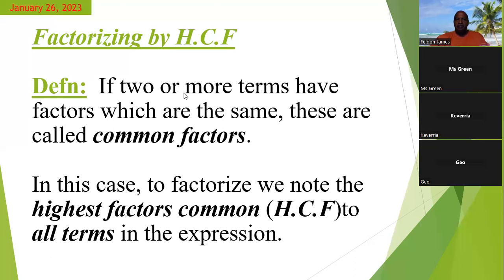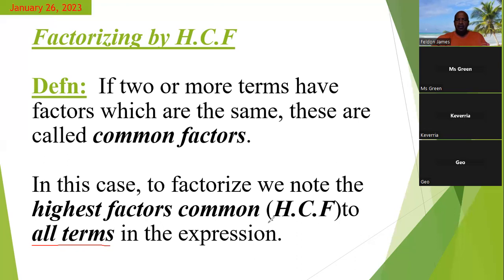Now, definition here: if two or more terms have factors which are the same, these are called common factors. In this case, to factorize, we note the highest common factor to all terms in the expression. And I want to make the emphasis: when we say common, it needs to be common to all terms, not just two terms out of the expression, but all the terms in the expression must have the common factor in order for you to use that factor to factorize. All right.